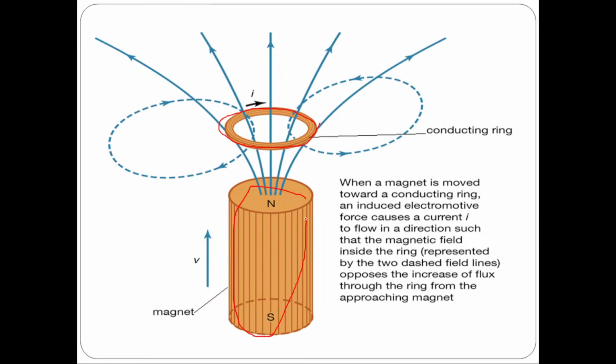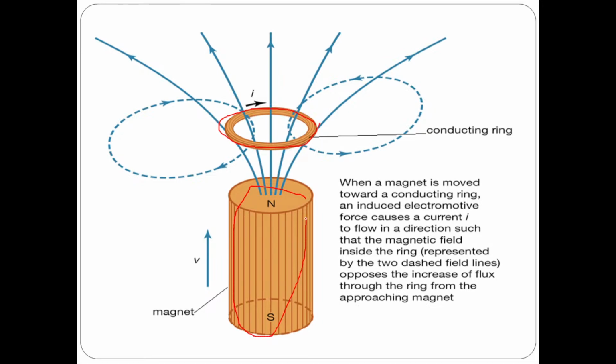conductor ring. For the voltage to be induced in this ring, what should happen? Either the ring should move or the magnet should move. The movement is not shown in this image, but either of them should move. So when voltage is induced in this ring because of rate of change of flux linking with the ring, what will happen? Current I will start to flow.